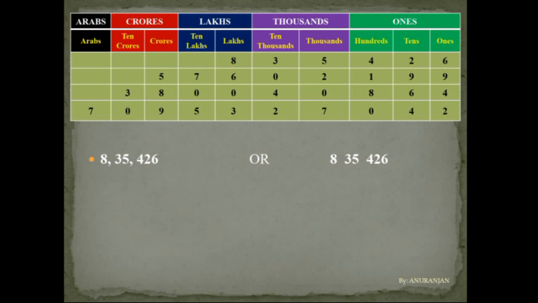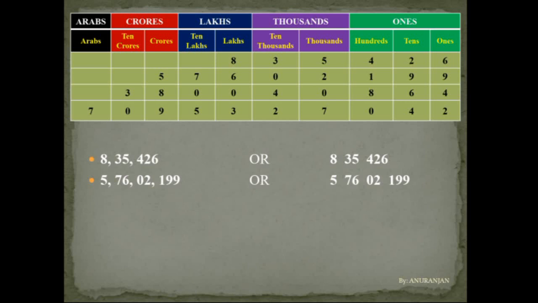Let's write the next number. So 5 is in the crores place, so after 5 we'll put a comma, then 76, after 76 we'll put a comma, then 0 and 2, then we'll put a comma, and then 196. And if you are using spaces, then instead of commas you can use spaces.